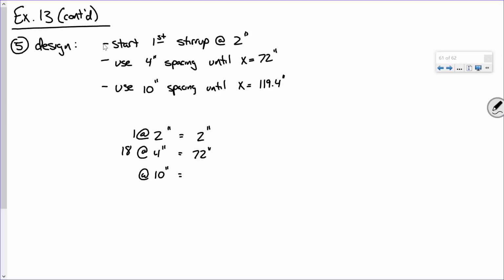I've traversed 74, right? So what is this minus 74? Say it again. 45.4. Using 10-inch spacing, how many increments do I need? 5. Okay. So 2 and 72 is 74. 50, that's 124. And then 119.4, so 24 stirrups.